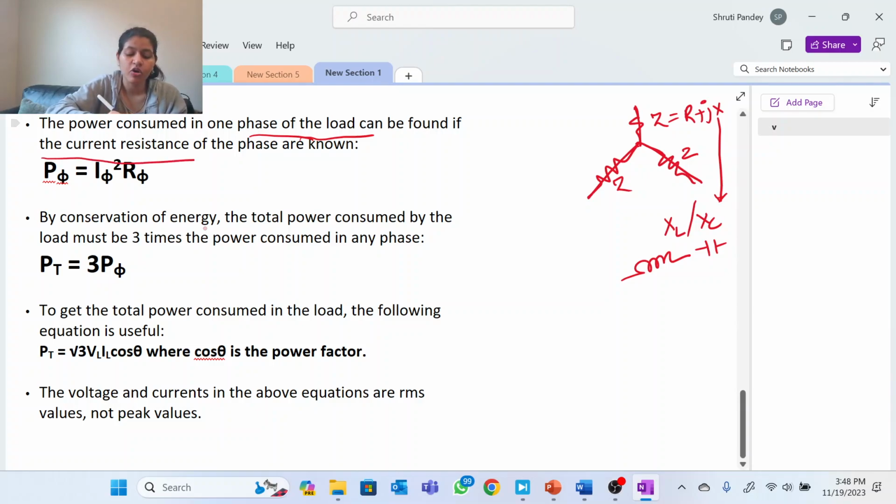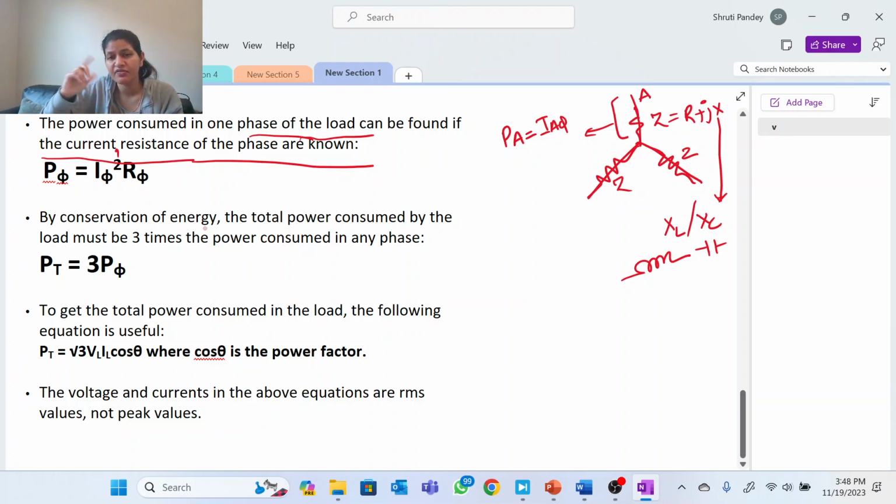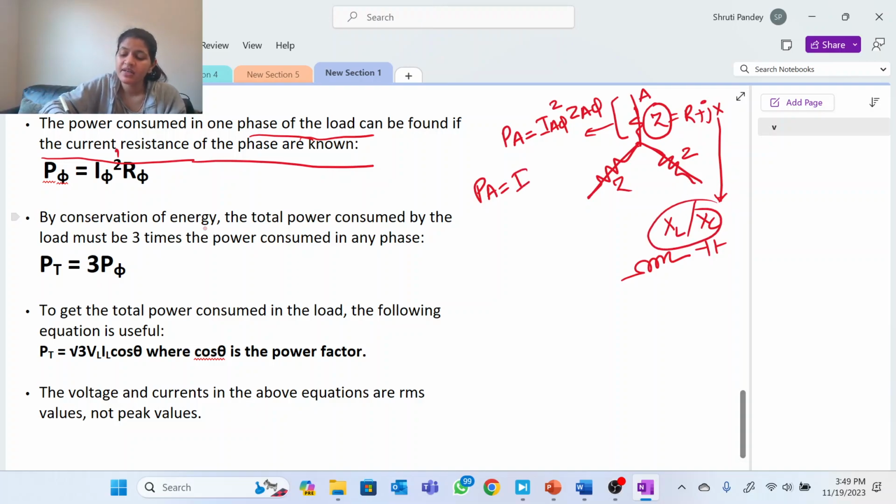So we are saying the power consumed in one phase of the load can be found if the current and resistance of phase are known. So if I want to find out the power across this phase, right? Let us say that this is A phase. So if I want to know the power across this phase, if I know the value of the current across this phase, that means I A phase, or the phase current of that particular phase, which is A phase, and resistance. So if we are talking in terms of impedance, it will be I square ZA phase. And if we are talking only in terms of resistance, if there is no inductor or capacitor, only a resistor is there, then it will be I A phase square into R A phase, right?